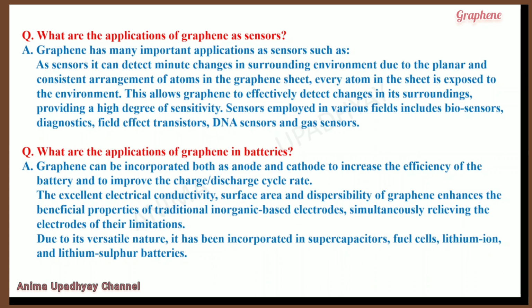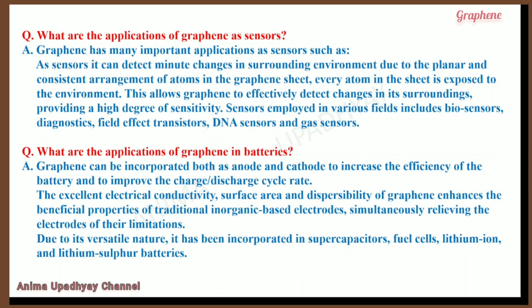What are the applications of graphene as sensors? Graphene has innumerable applications as sensors. It can detect minute changes in the surrounding environment due to the planar and consistent arrangement of atoms in the graphene sheet. Every atom in the sheet is exposed to the environment equally. This allows graphene to effectively detect changes in its surroundings, providing a high degree of sensitivity. Sensors employed in various fields include biosensors, diagnostics, field effect transistors, DNA sensors and gas sensors.